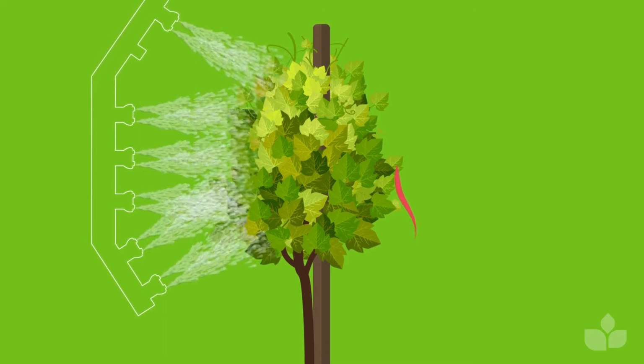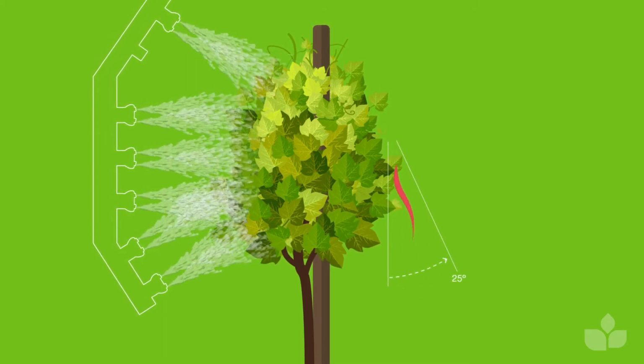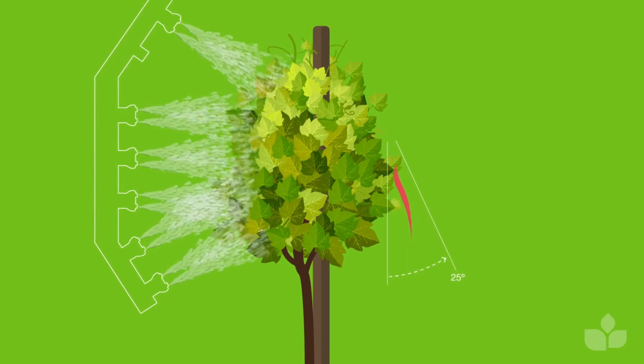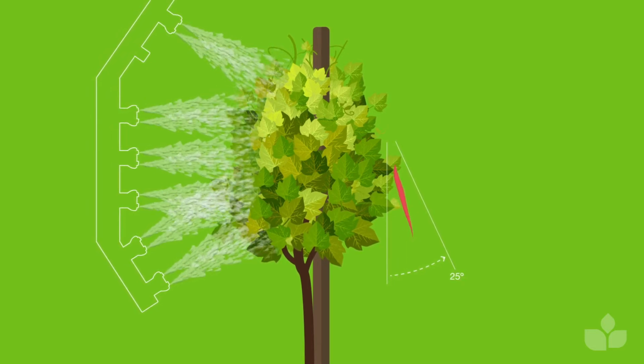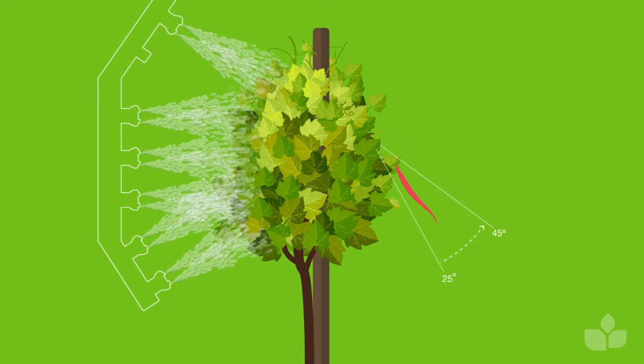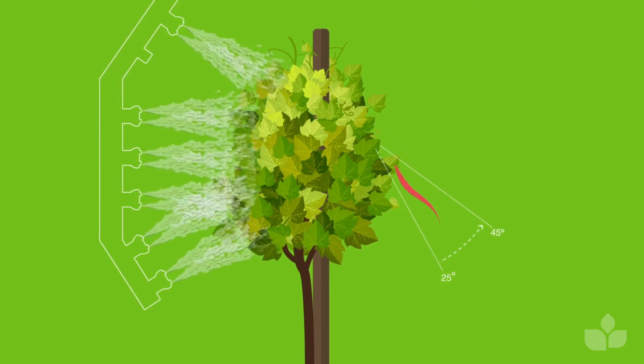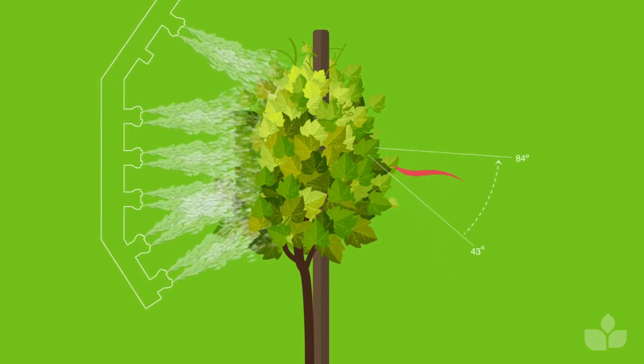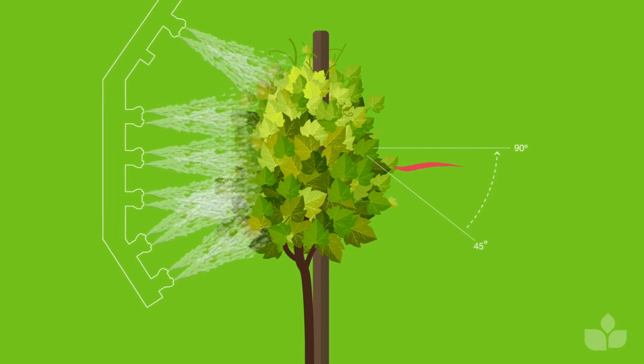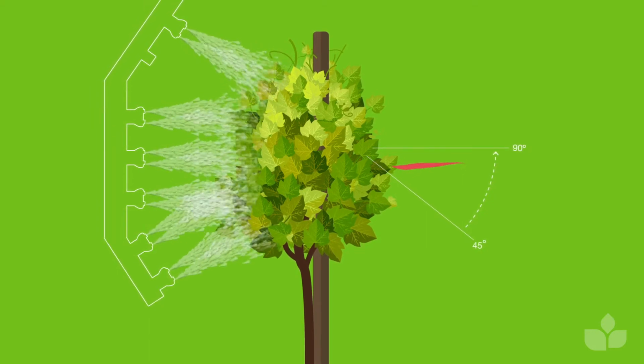And if the tape hangs down or is lower than a 25-degree angle, the ground speed should be decreased. If the tape holds at 25 to 45 degrees, the ground speed is just right. If the tape flies between 45 and 90 degrees, the ground speed should be increased.